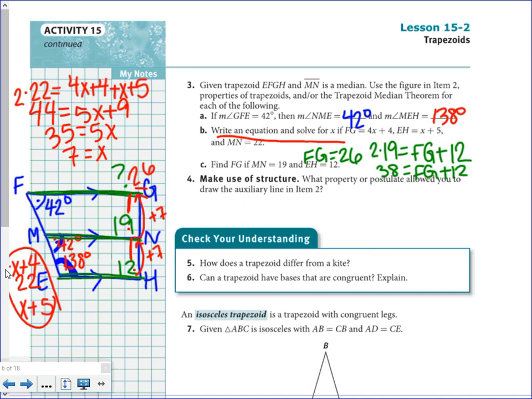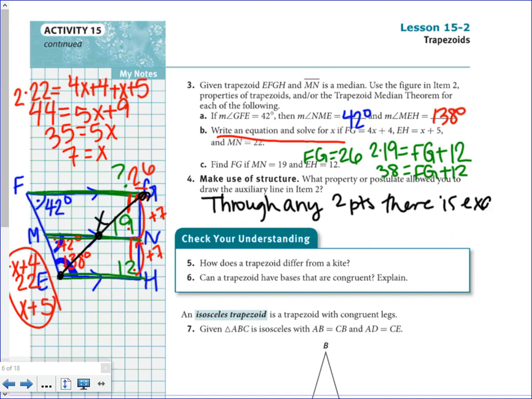Okay, so now let's look at number 4. What property or postulate allowed you to draw the auxiliary line in item 2? So that was the line where we drew from E to G and labeled it as an X. And that property is through any 2 points, there is exactly one straight line that you can draw.